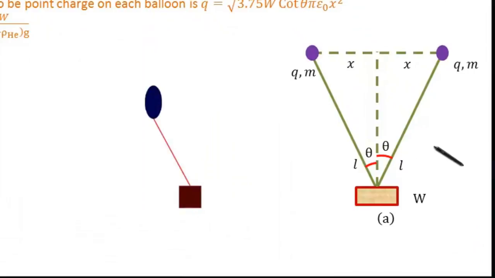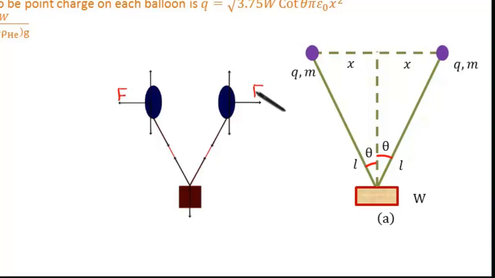As you can see in this animation, these are the two balloons. The weight of the body, these are the two tensions acting on the strings, an opposite pair of tensions, and the rest of the forces which I am going to explain right now. This particular force, let us put it Fe, is the electric force of repulsion between these two charges because of the nature of the charge.